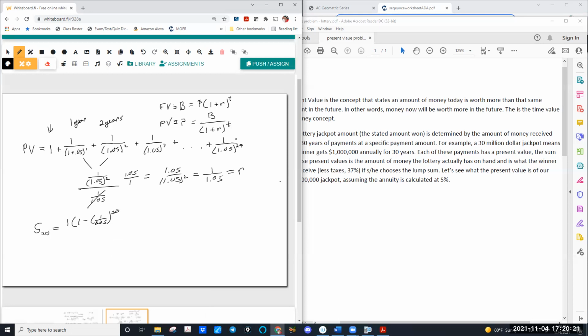There's 30 terms. It doesn't go off of this number. It goes off the total number of terms. And that's why we're using 30, because there are 30 terms in this series, okay? You'll get some practice with that in the homework. And then divide it by 1 minus 1 over 1.05. All right, so what we were about to calculate is the amount you would get today if you decided to take the lump sum.